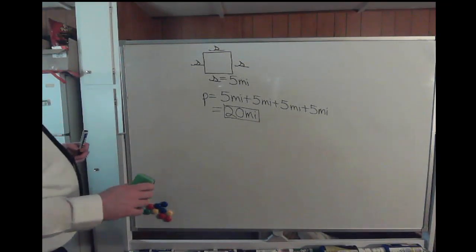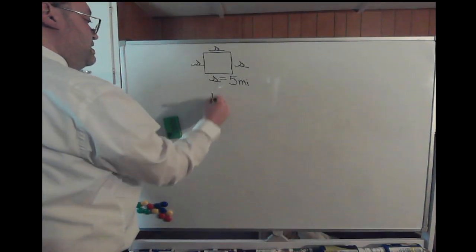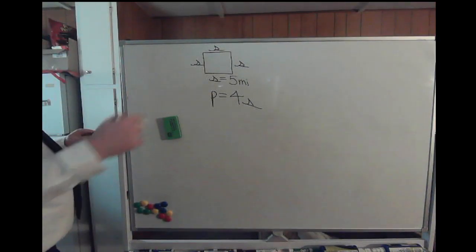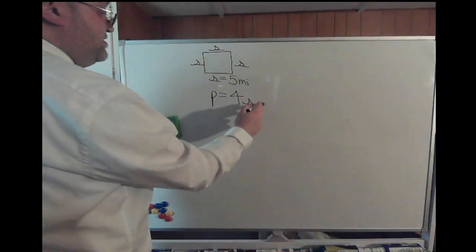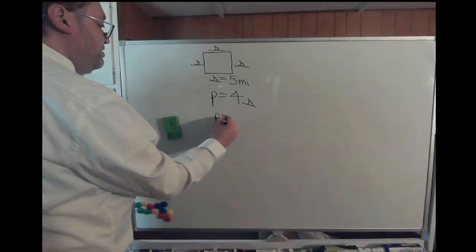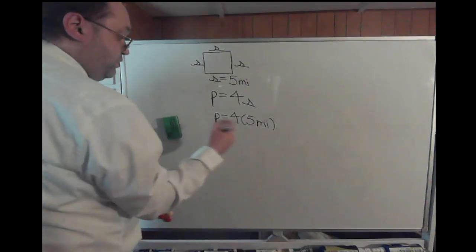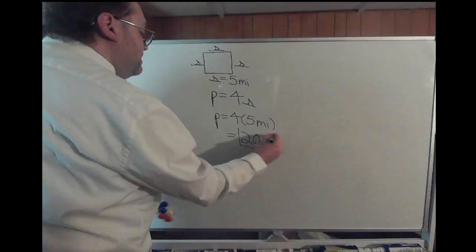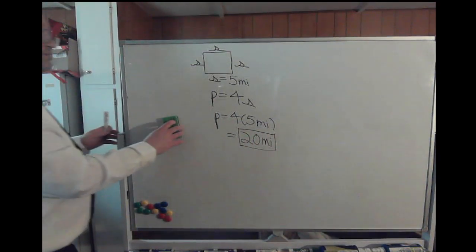Or you can use the fact that the perimeter of a square is 4 times the side. S being a side, the perimeter is 4 times one of the sides. So let's try the formula here: perimeter equals 4 times one of the sides, being 5 miles. 4 times 5 equals 20, so you would in fact get 20 miles as your perimeter. Knowing 4 times a side is a lot quicker than having to add up each side individually.